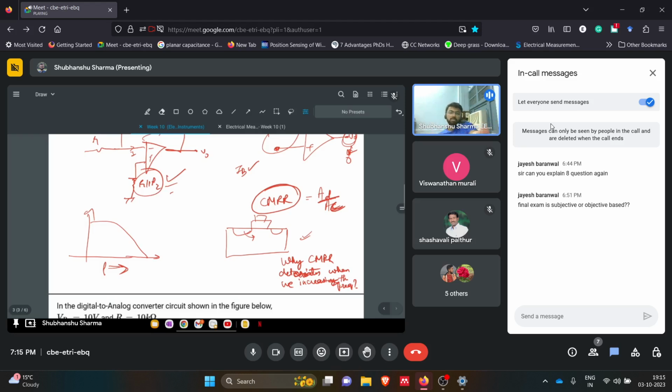And then there can be full wave rectifier questions based on PMMC meter. Those can also come.